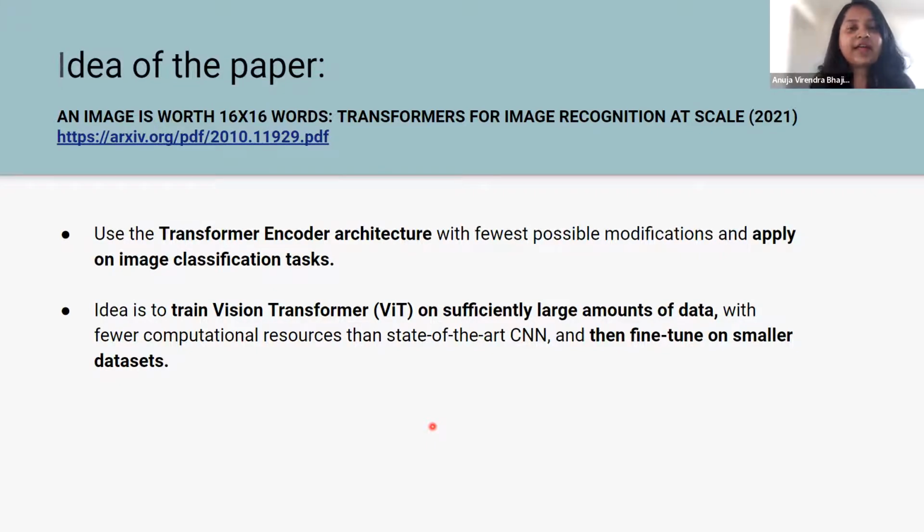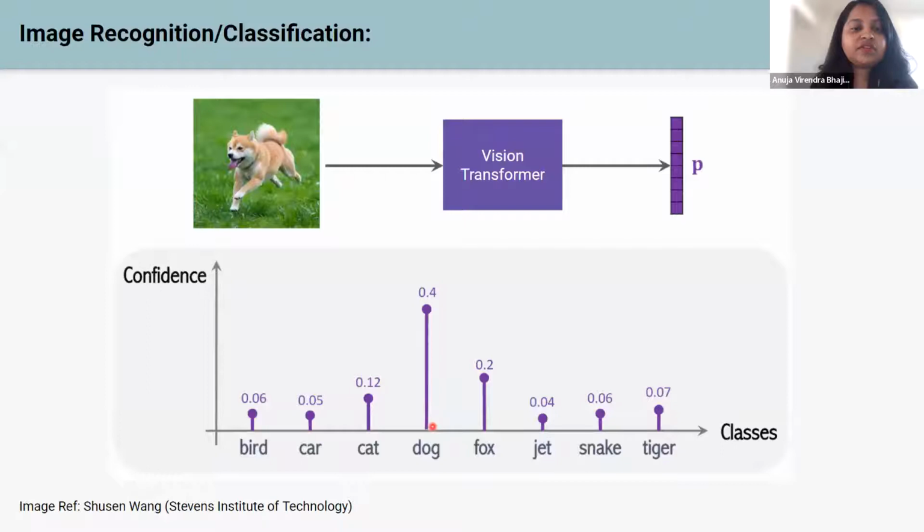Before moving into the actual architecture, let us first define our goal. Our goal is to predict the class of a given image by using vision transformer. For example, as seen here, we pass an image to the ViT, and then the resulting softmax vector gives the confidence scores. As we can see, dog has the highest score, so the model will predict the image class to be dog.